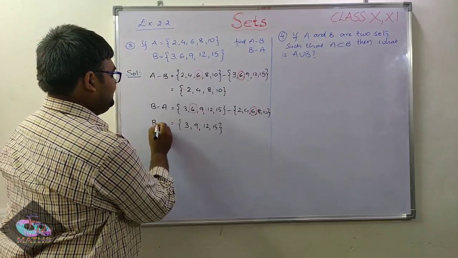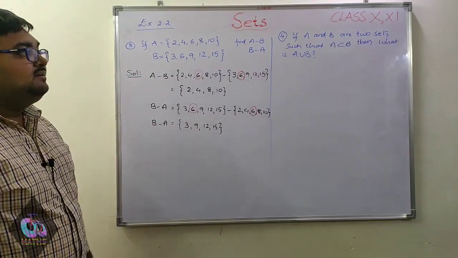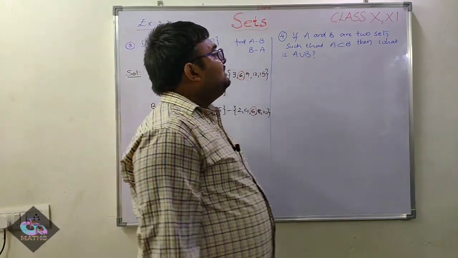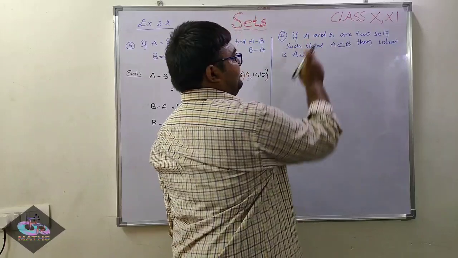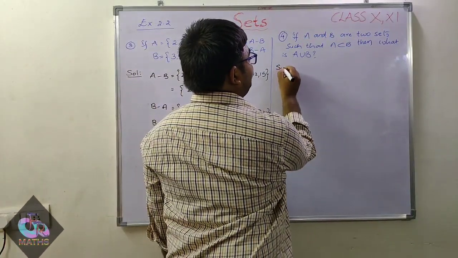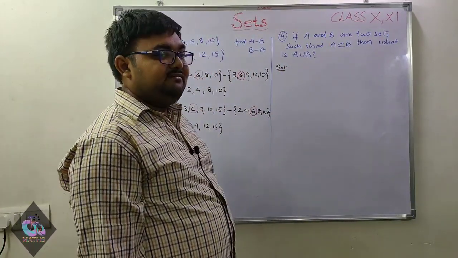So this is nothing but the answer of set B minus A, right? Next, moving on to question number 4. So what is question number 4? A and B are two sets. Those are given, and A is a subset of B is given.